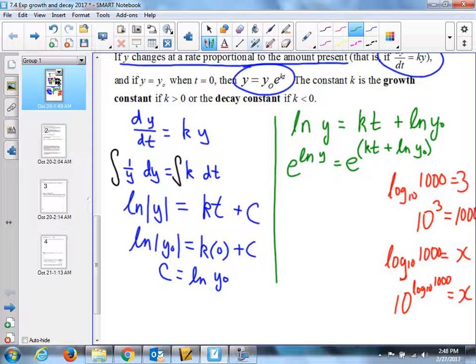I've brought up too many things at once. My mind's just racing. The left side is y. I get so excited when I do this stuff.